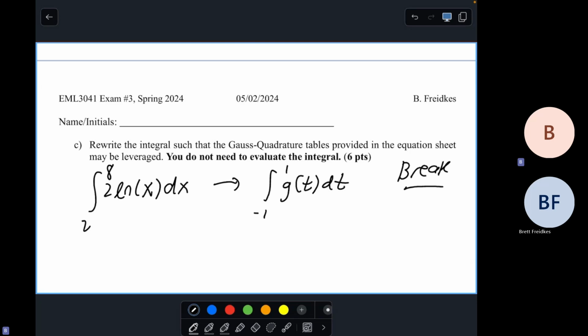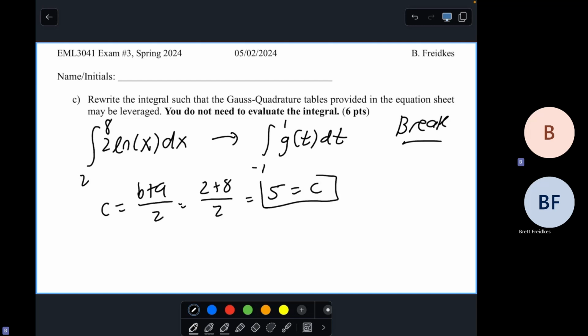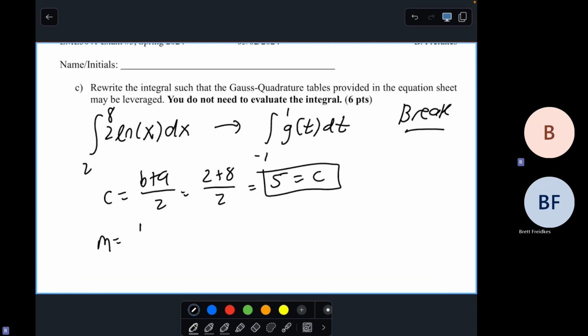If I need more time, this one should be pretty fast. These are in the equation sheet. You do not need to memorize these. I give you what M and C are in the equation sheet. If you look, C, again, was the average of the points of the bounds. This was B plus A over 2. So this is 2 plus 8 over 2. That is going to be 5. And then M was the width, and we half that. So that's 8 minus 2 over 2, which is 3, is equal to M.